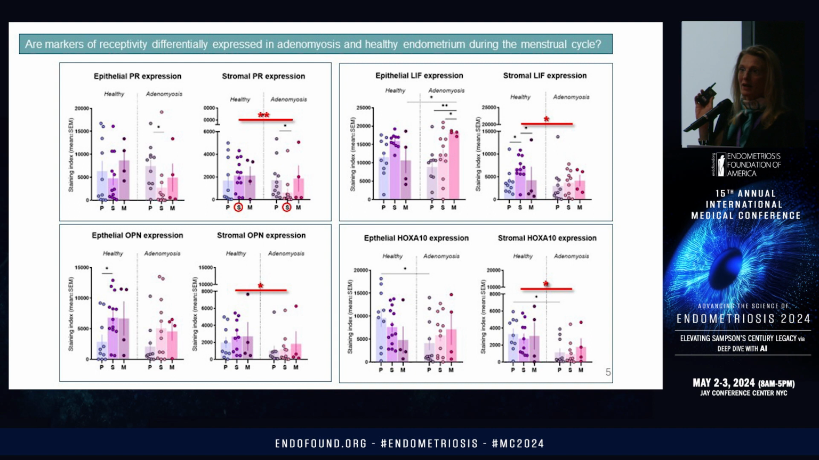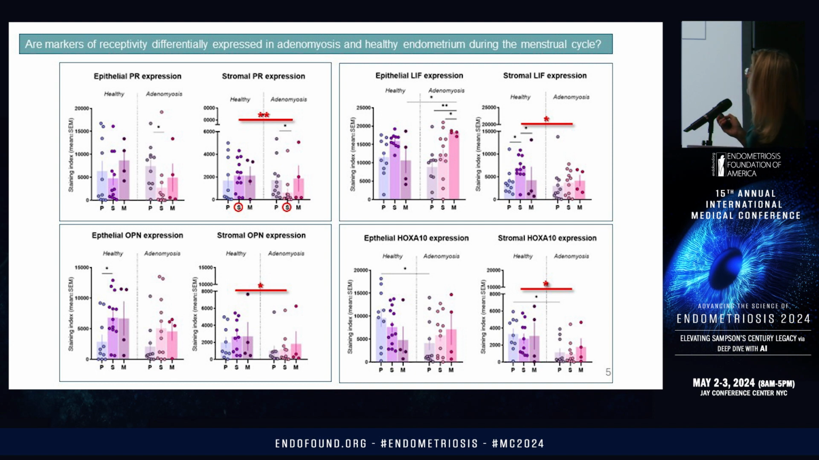So let's have a look at this retrospective study on paraffin blocks. Starting with the progesterone receptor expression, you will see always at the left the epithelium and at the right the stroma part. In fact, we were speaking about the window of implantation. So you remember day 21, secretory phase. There we will focus on the secretory phase, and you see there is a significant difference between the secretory phase of healthy and adenomyotic patients in the stromal PR expression, not in the epithelium.